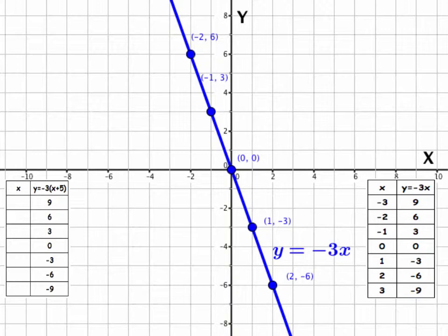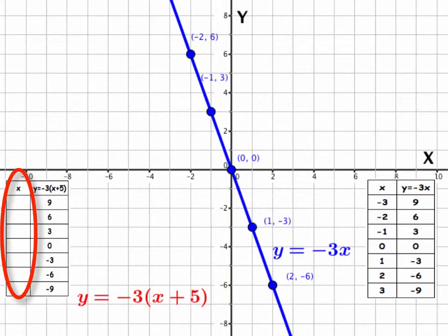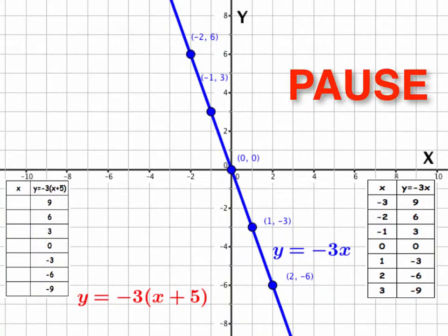And what I'd like you to do is pause the video and please graph on your own and fill out the table of values for the new equation, y equals negative 3 times the quantity x plus 5. Again, I'd prefer you to graph this not by putting this equation in slope-intercept form, but by using a variety of x values in this equation to find their corresponding y values. Doing so will help highlight the relationship between these two graphs a little better than putting this in slope-intercept form.